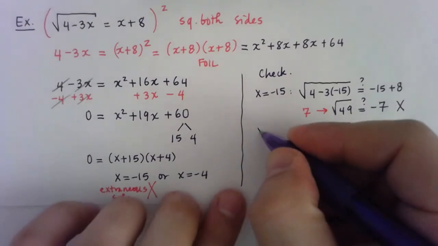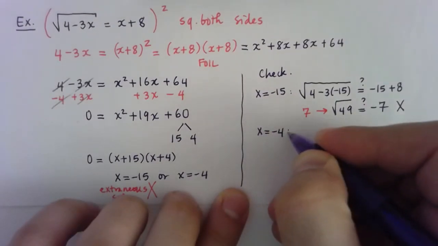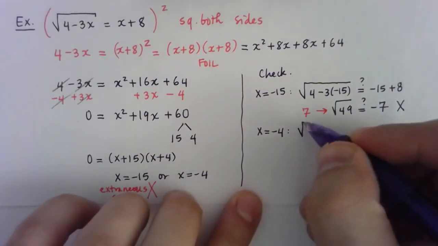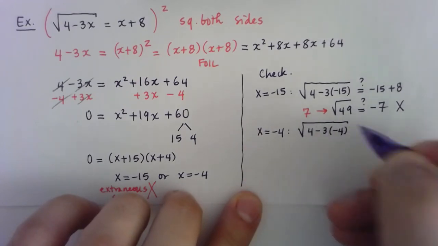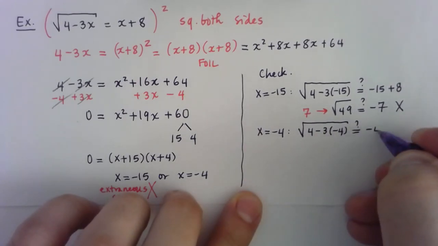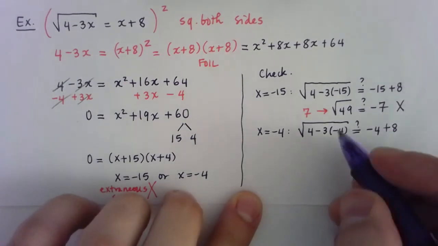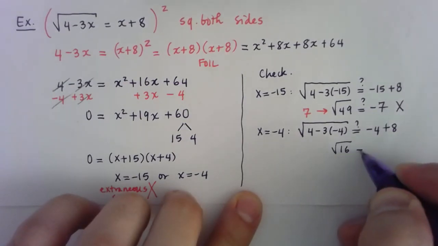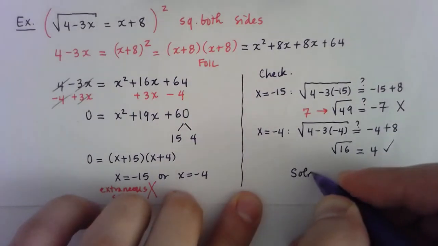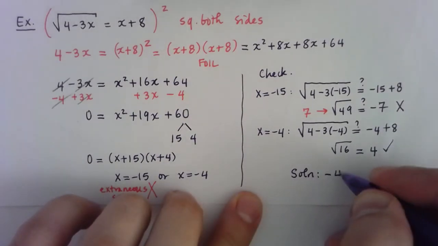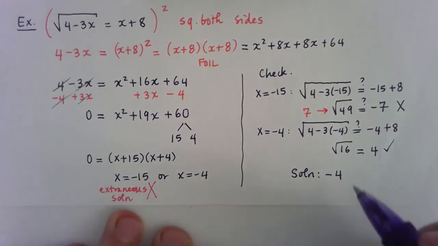So you can check negative 4, which is going to be the square root of 4 minus 3 times negative 4. Is that equal to negative 4 plus 8? See, that's going to be the square root of 16, which equals 4. That works. So the solution for this problem is only negative 4. That negative 15 is not a solution.